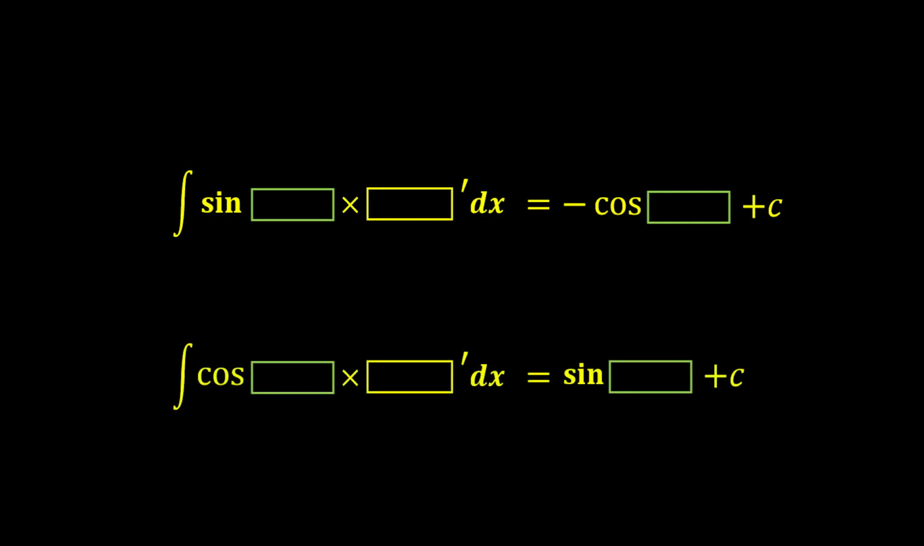The integration of the cosine function is also the same as sine. If you find the cosine box and the differentiated term of the box, which is the box prime, the answer can be simply expressed as sine box plus c.